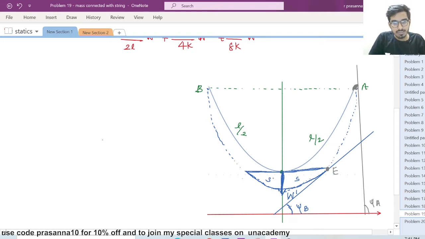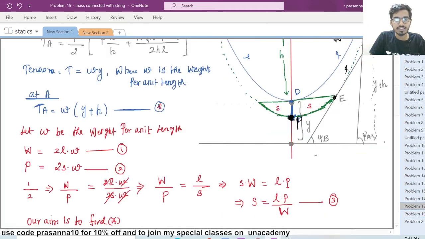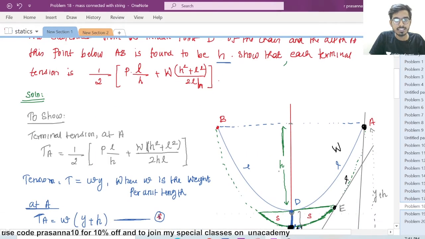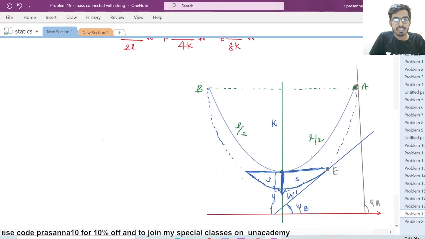So let us take this distance as y, and it is given that the sag is k. In the previous problem it is h. In the previous problem you can see, AB is found to be h, right? The depth of this point below AB is found to be h. That is, this distance is h in the previous problem. Here it is k.